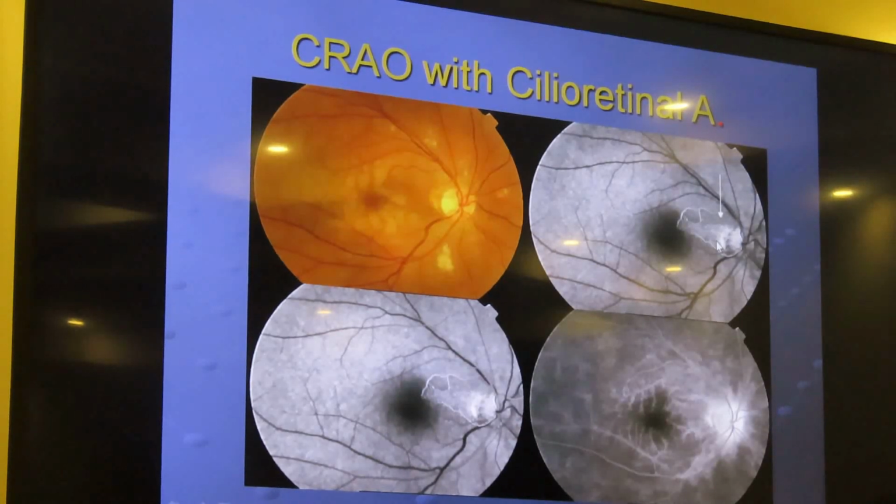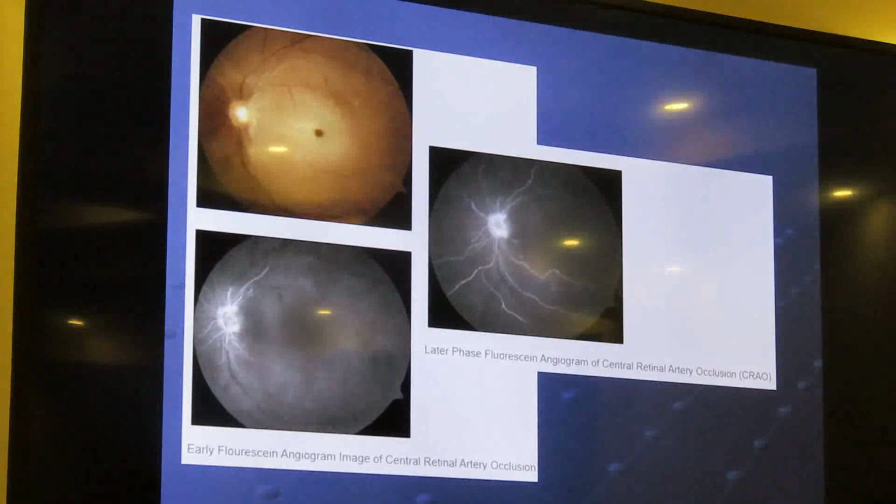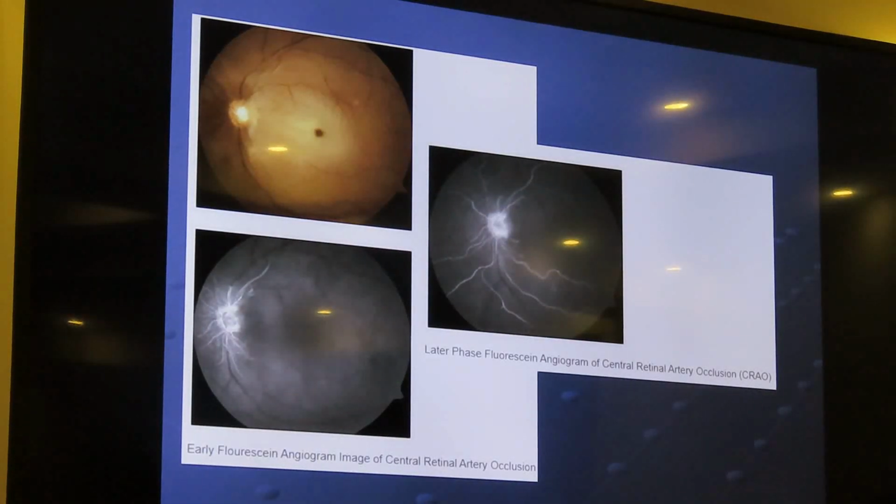Okay, you can see that the vessels are showing late filling. It's not filled here, it's not filled here, but later you can see this is called recanalization of the arteries. You know it? This is also a late phase of fluorescein angiography of a central retinal artery occlusion.